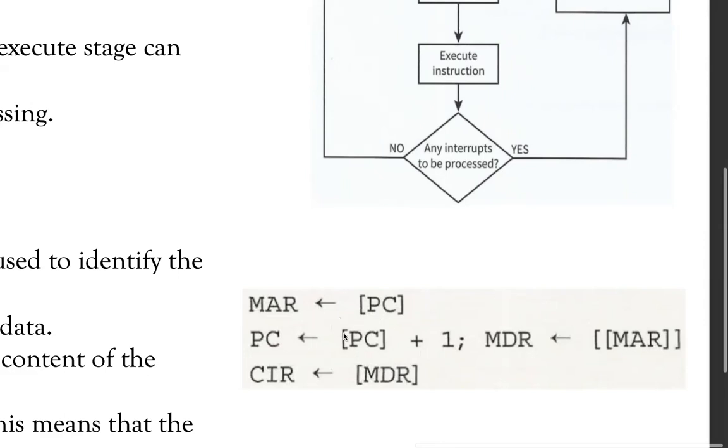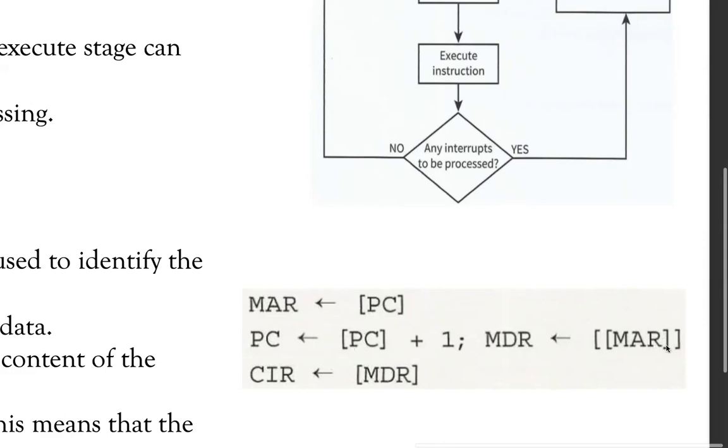So everything will be executed in sequence. The next thing that comes in sequence is the next address in the next location. That's why my PC is incremented by one. Unless there's a jump state, I'm simply executing line by line. So PC is incremented by one, and the new address is stored in the PC. At the same time, now this is interesting.